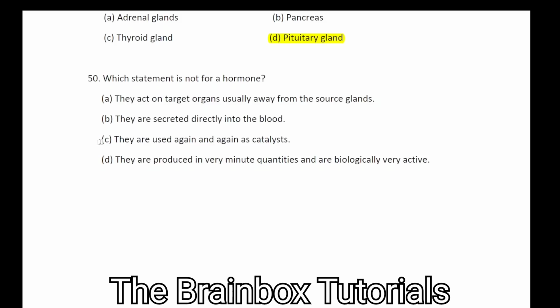And the correct option will be C, they are used again and again as catalyst. Because all the other three are the characteristics of a hormone, and enzymes are actually used as catalyst again and again, not a hormone.